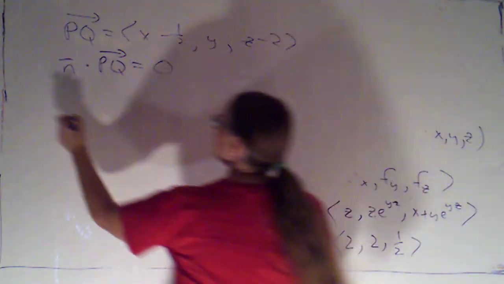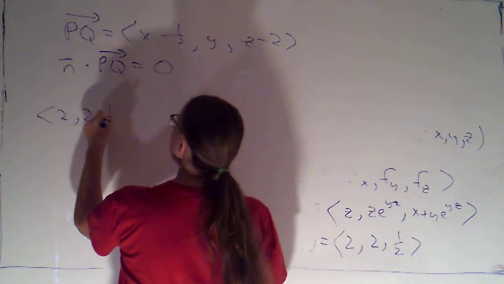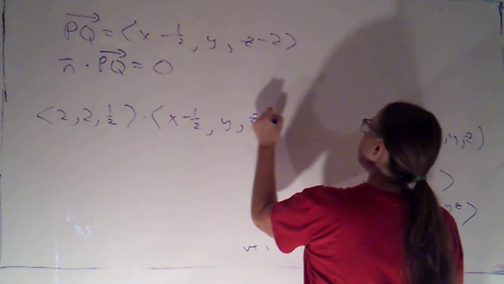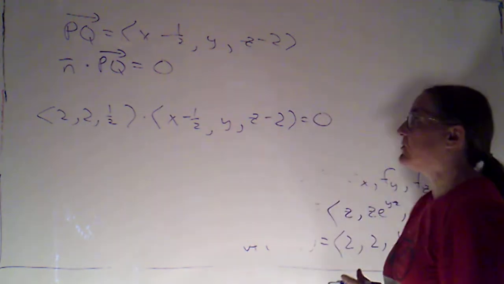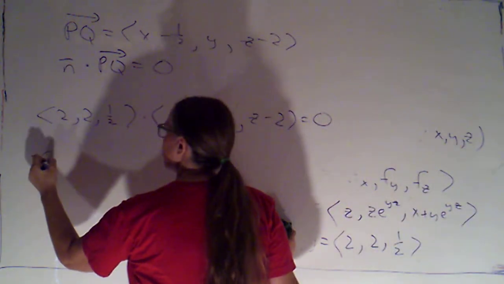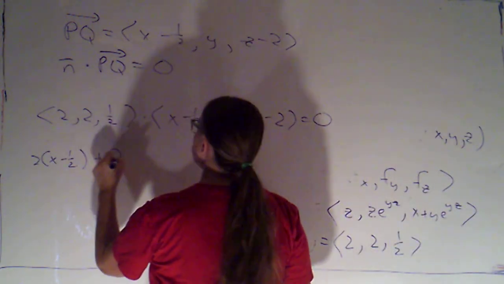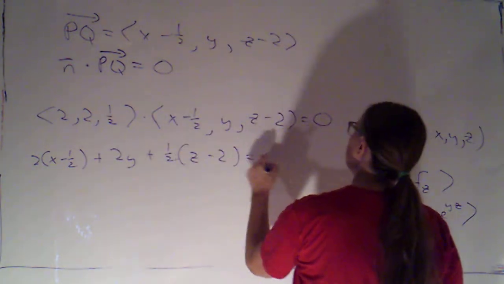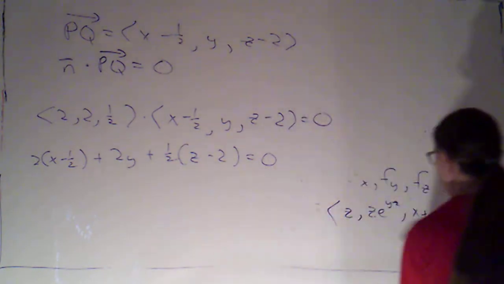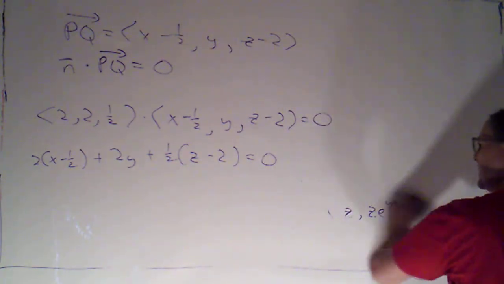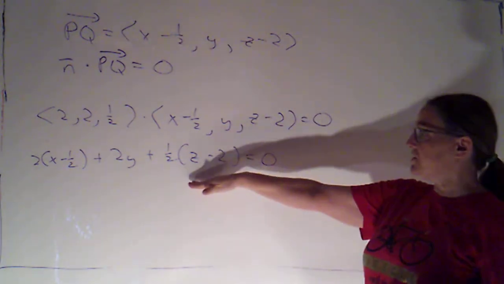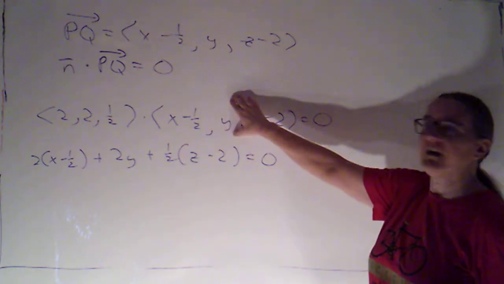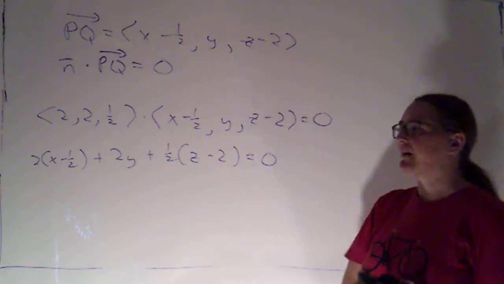Okay, so we've got 2, 2, 1/2, dotted with x minus a half, y, z minus 2 will equal 0. 2 times x minus a half plus 2y plus 1/2 z minus 2 is equal to 0. If you want to simplify further, you can. I'm fine once you've gotten to the point where you've got an equation with just numbers and variables, you've gotten rid of the vectors by actually evaluating that dot product.